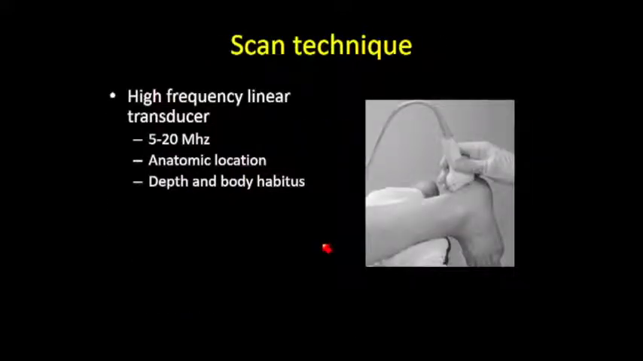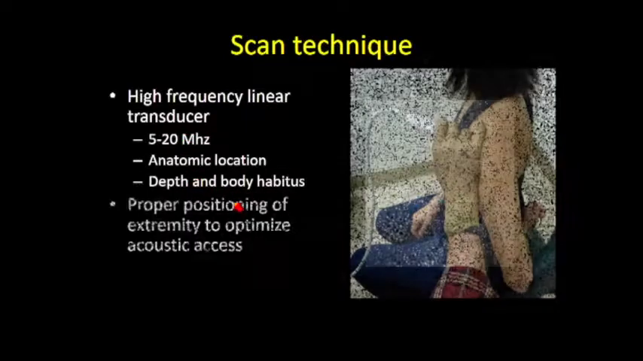Well, how do we scan tendons? Well, generally speaking, these are linear superficial structures. We're going to approach them similar to other superficial structures. We're going to use a high-frequency transducer, and of course, that frequency will depend on both anatomic location as well as depth and body habitus.